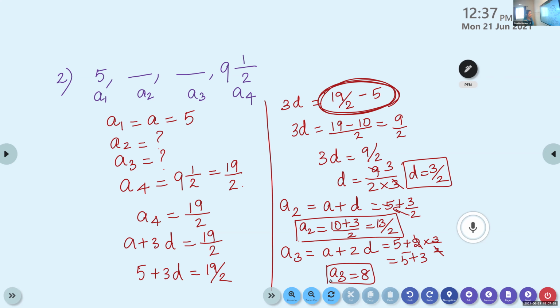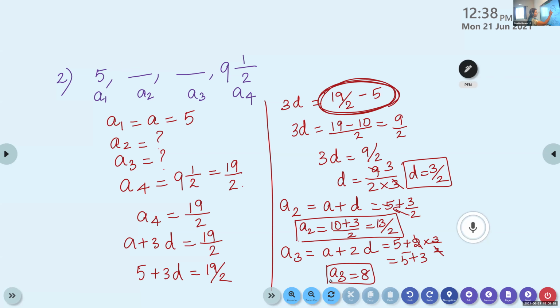Therefore, you write the sequence: 5, 13 by 2, 8, 19 by 2. Okay, write the sequence. See, whenever you get a fraction, be a little careful. When you transpose it, multiplication on going that side will become division. Addition on going that side will become subtraction.